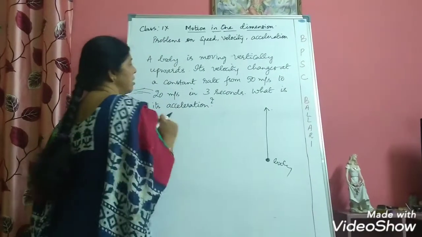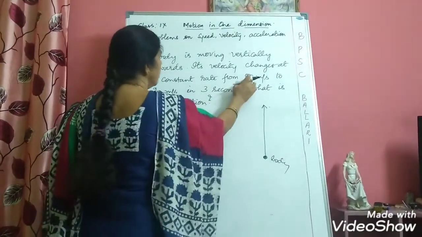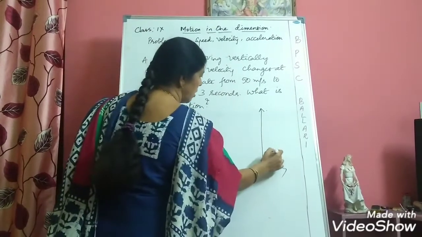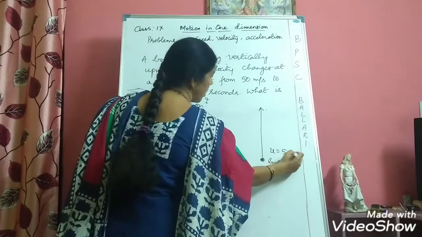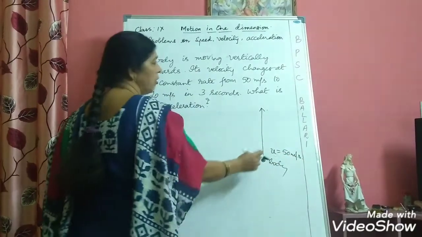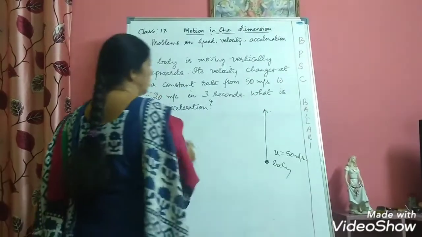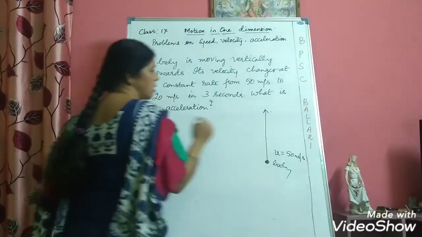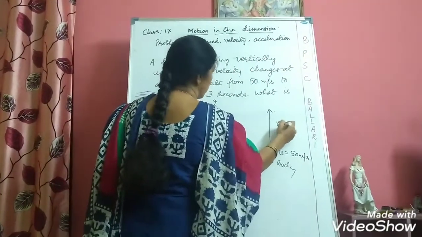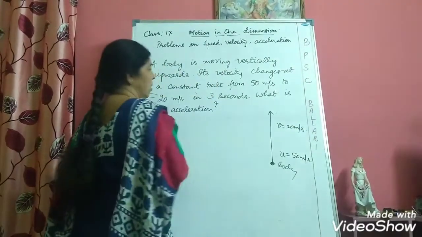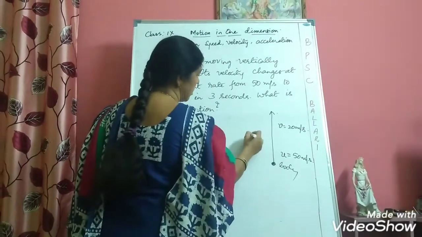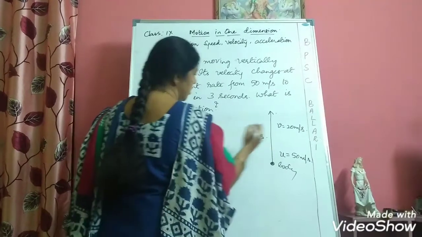Now, what is the initial velocity here? Initial velocity is 50 meter per second. Initial velocity always we will denote by using letter U. Now, what is the final velocity? Final velocity is equal to 20 meter per second. What is the time taken for this? Time taken is 3 seconds.